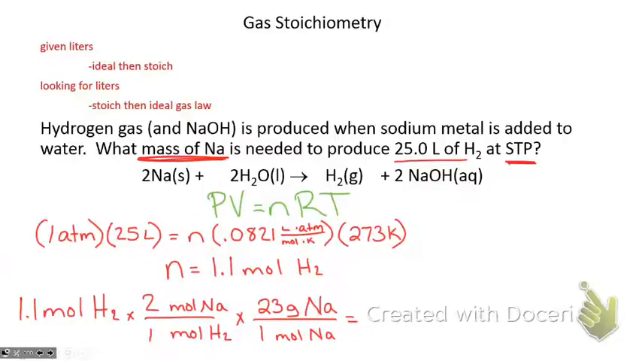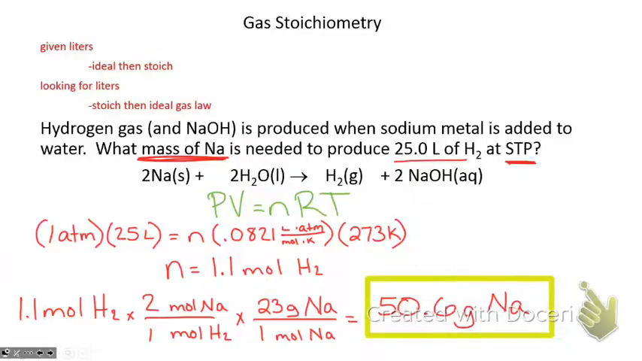Now I should be ready to solve. How do I solve this equation? You multiply everything that's up top. Multiply 1.1 times 2 times 23. Then you'll divide by everything in the denominator. So divide by 1, divide by 1. Obviously, in this case, dividing by 1 really isn't going to change your answer, but it's still good to get in the habit of dividing by everything in the denominator. Once you punch that in your calculator, you should end up with something like 50.6 grams of sodium.